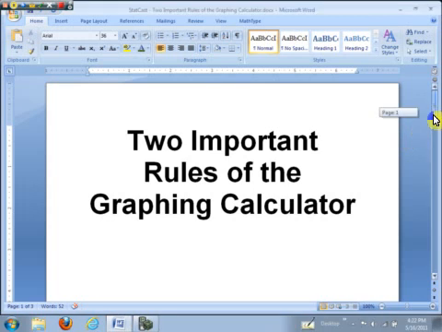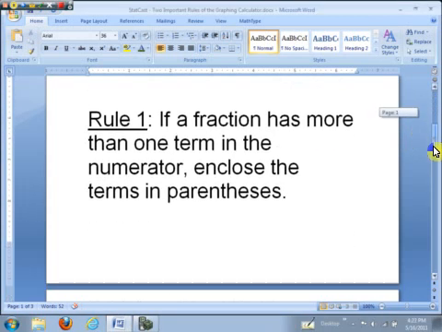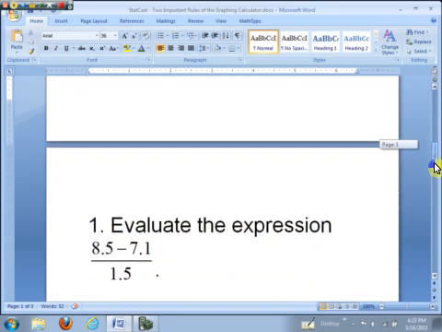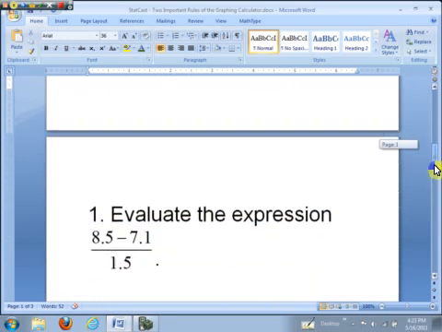Let's take a look at the first of the two rules. The first one reads, if a fraction has more than one term in the numerator, enclose the numerator in parentheses. Now this also applies to the denominator as well. In other words, if we would ever have two terms in a denominator, we would enclose those terms in parentheses as well.